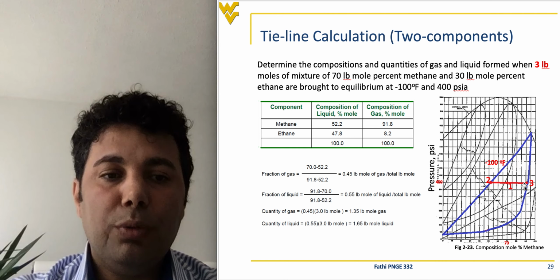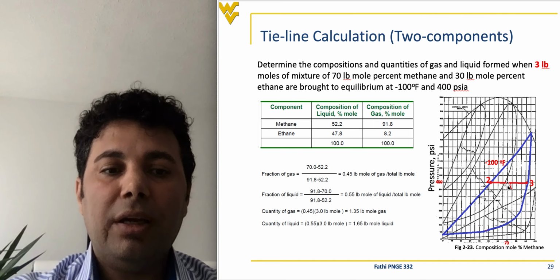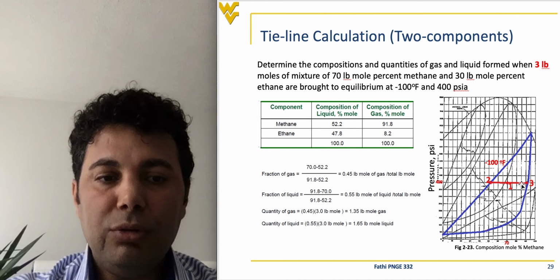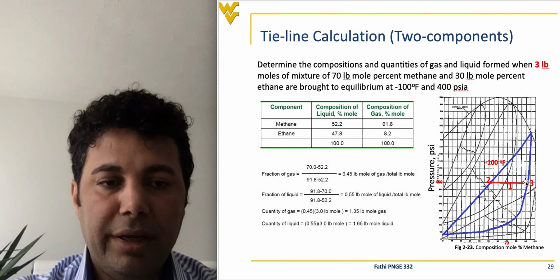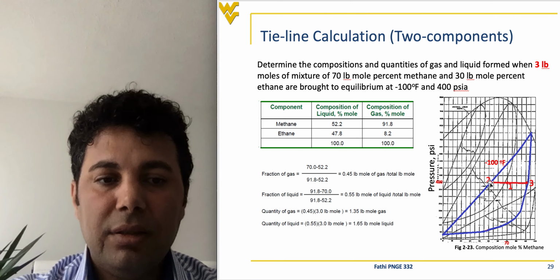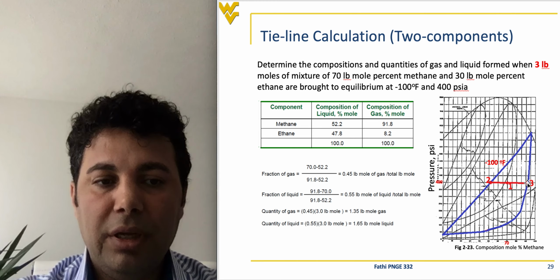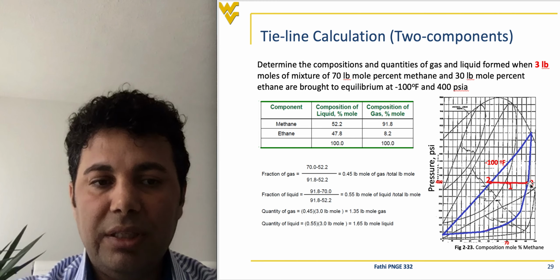Okay, so to do that, we are going to use the definition of the tie lines. As soon as I find point number 1, I'm going to draw a parallel line by the composition. So I'm going to use this tie line. I have point number 1. I know the pressure is 400. So I draw this line. This line intersects with the bubble point line at point 2 and dew point line at point 3. So point 2 is my saturated liquid, point 3 is my saturated gas.